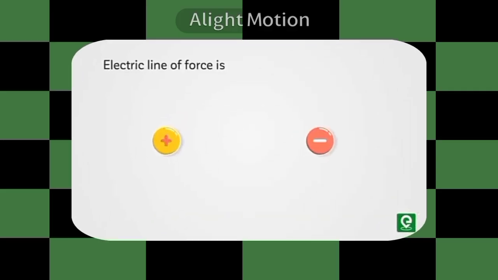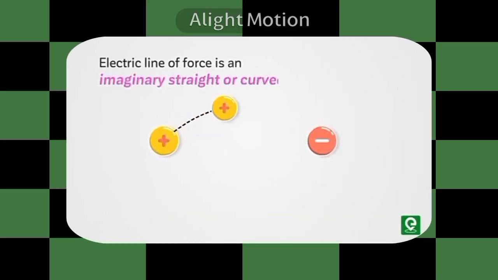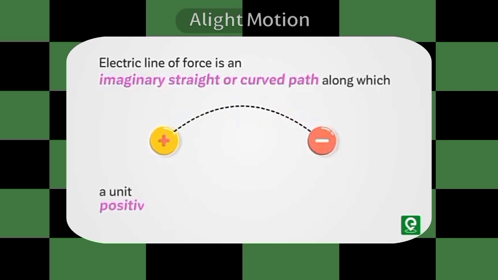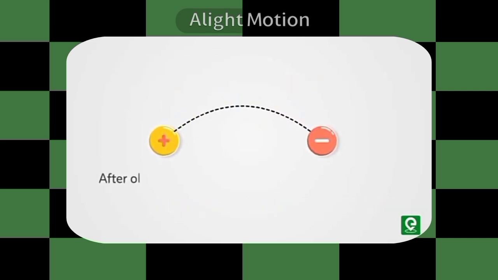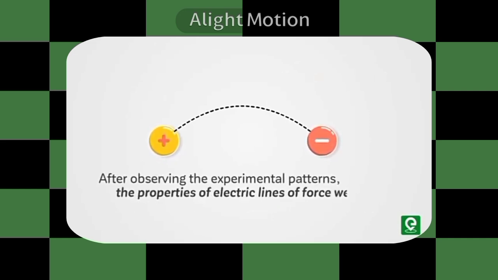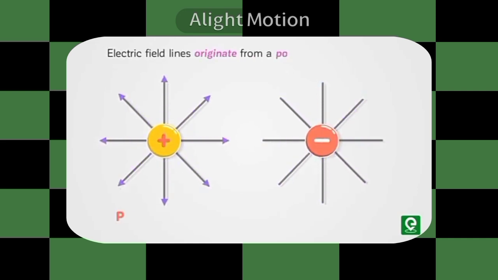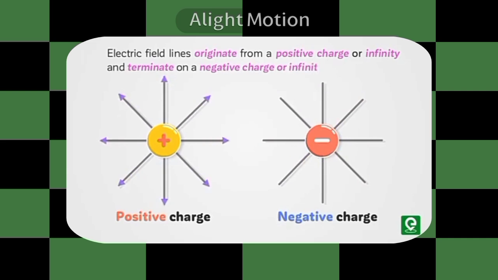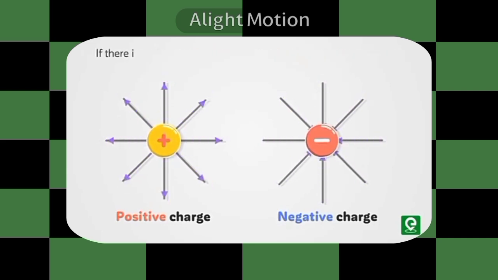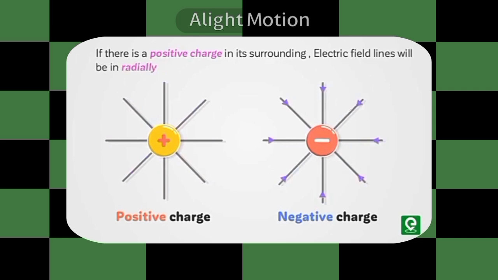An electric line of force is an imaginary straight or curved path along which a unit positive charge tends to move in an electric field. After observing the experimental patterns, the properties of electric lines of force were stated. Electric field lines originate from a positive charge or infinity and terminate on a negative charge or infinity. If there is a positive charge in its surrounding, electric field lines will be in a radially outward direction.